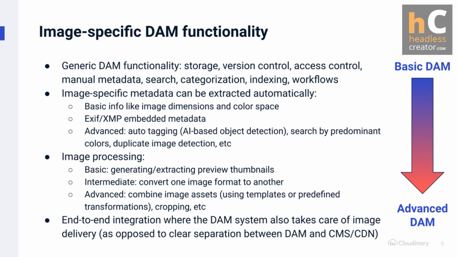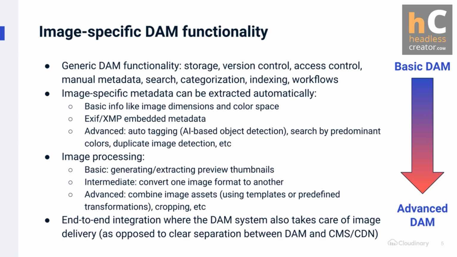It can also be AI-based object detection so that it can identify what is in the image and add the relevant tags automatically. Or it can figure out what are the predominant colors in the image, detect duplicate images, things like this. And if you go even more advanced, then the DAM can also start doing some kinds of image processing. So in particular, one basic feature that is, of course, very useful is to generate preview thumbnails so you can get a preview of the image without having to download the whole file, which might be quite big. But it could also be converting between different image formats, or even to combine different image assets and crop them maybe, or overlay them on top of one another, maybe using templates or maybe using transformation chains.